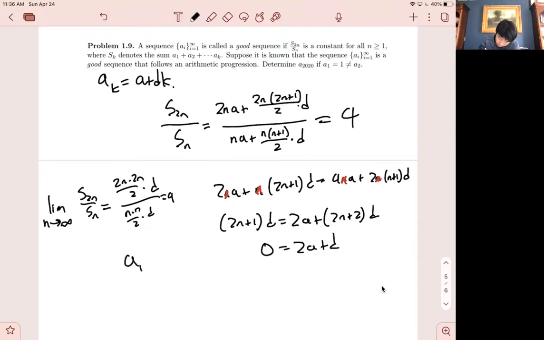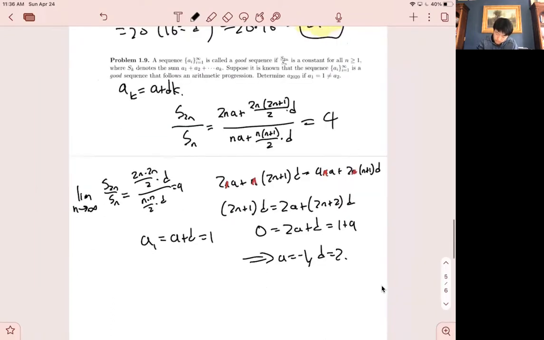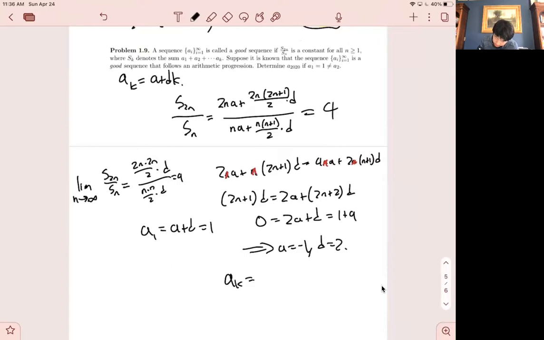But we also know that a sub 1 is equal to a plus d, which is equal to 1. So this is equal to 1 plus a. So a is equal to -1 and d is equal to 2. And based on this, a sub k is equal to 2k minus 1. So a sub 20 is equal to 39.